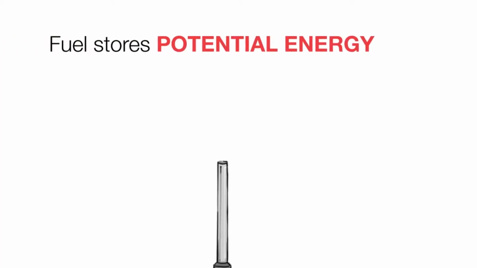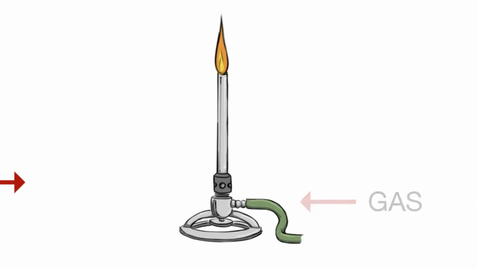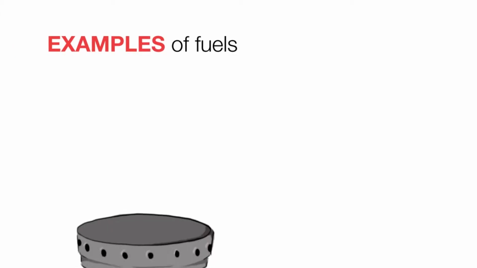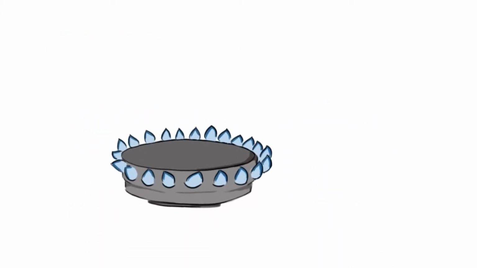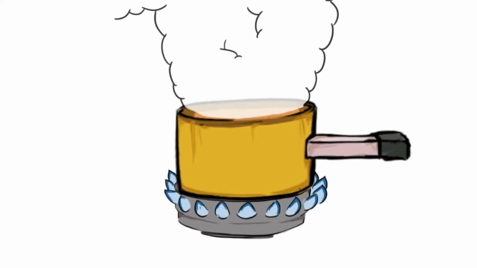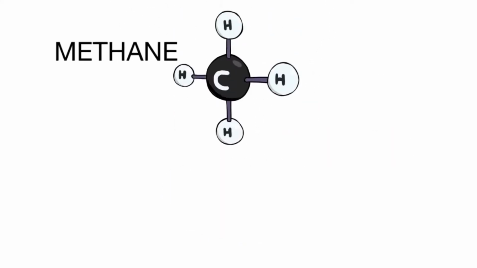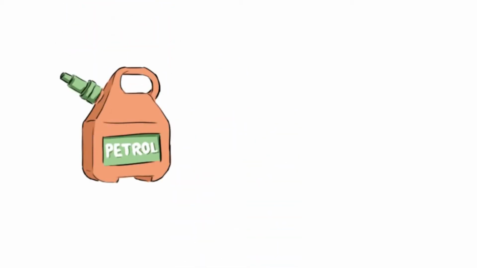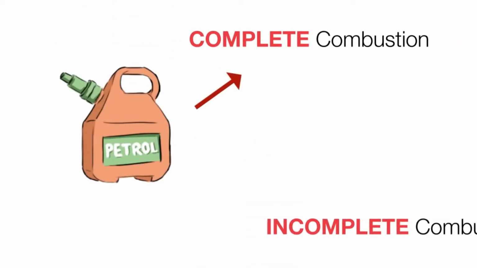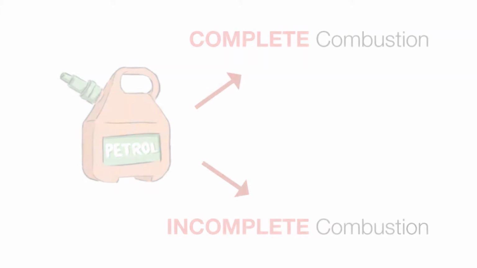A fuel stores potential energy that can be released as heat when we burn the fuel. An example of a fuel is natural gas or methane. This is the fuel we burn to heat up our food. Methane, like other hydrocarbon fuels such as petrol, can undergo either complete or incomplete combustion.